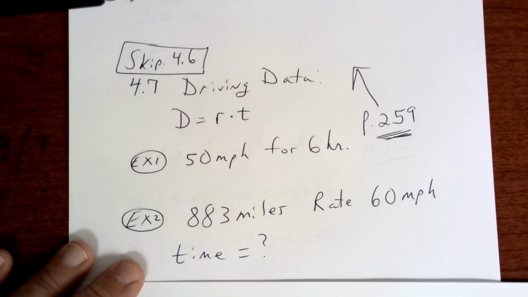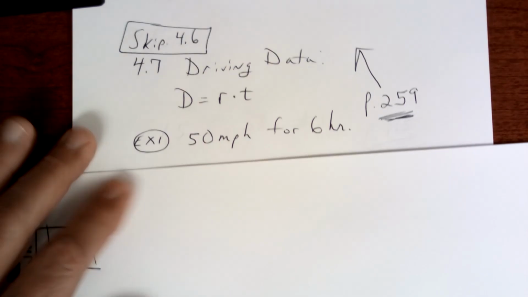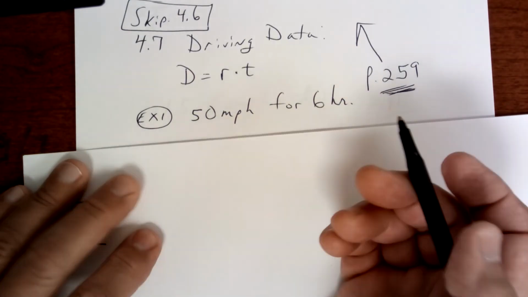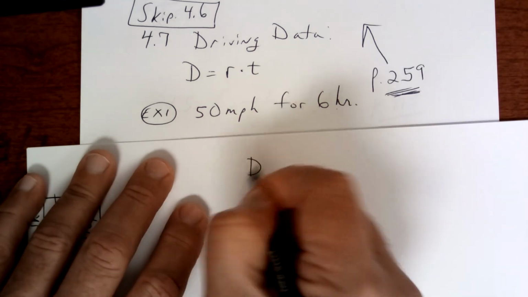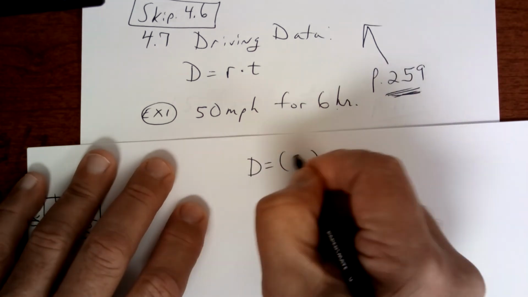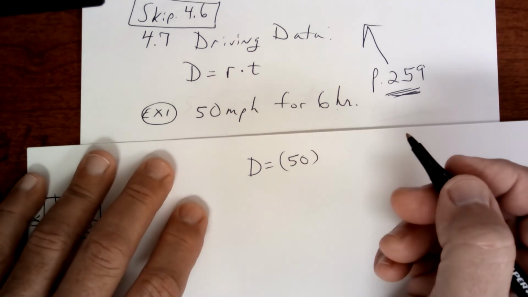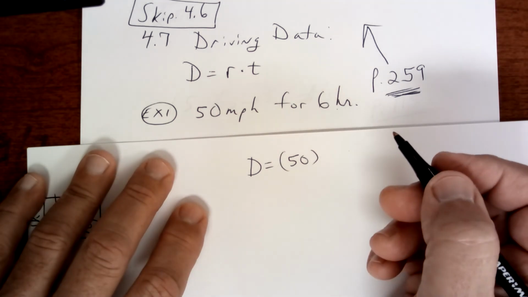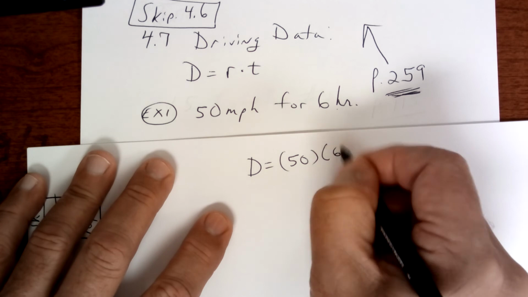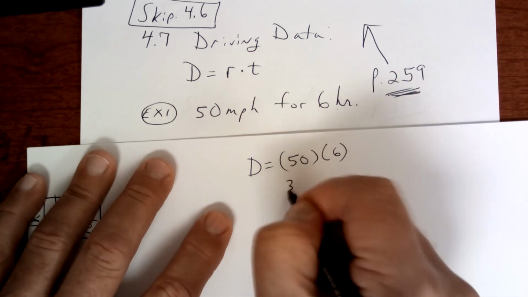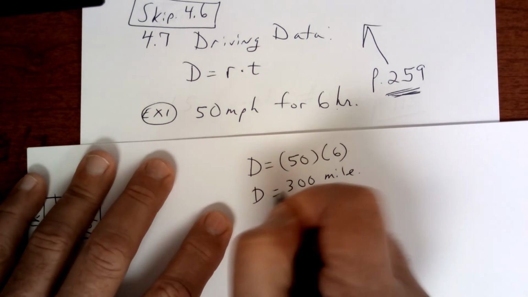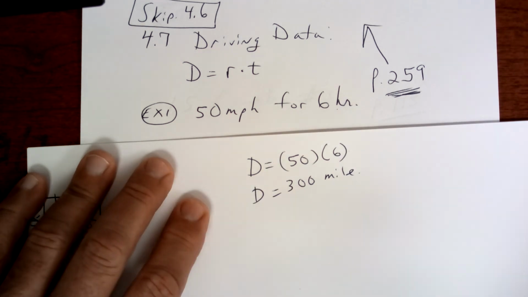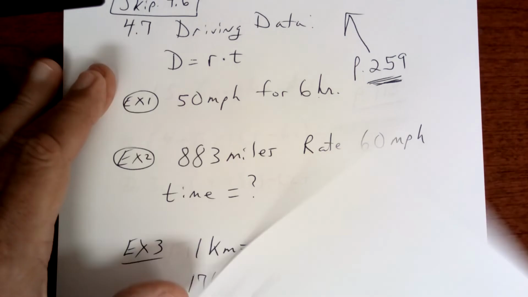Okay? Well, distance equals rate times time. So this is your distance, or rather your rate, and this is your time. So distance is equal to the rate, 50 miles per hour, times the time, which is 6. So distance is going to be 300 miles. Okay, real straightforward, and that's how you do it. Let's take a look at example 2.